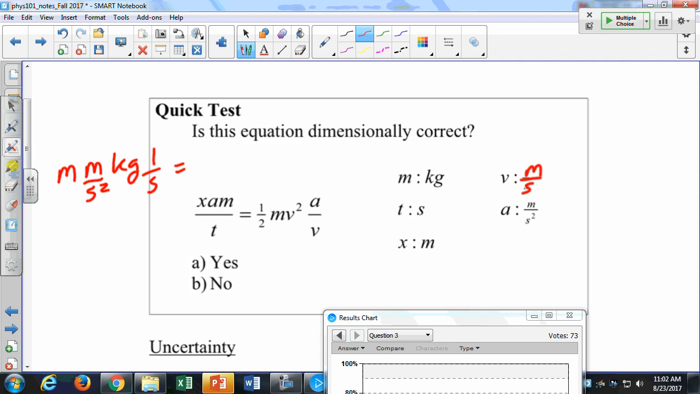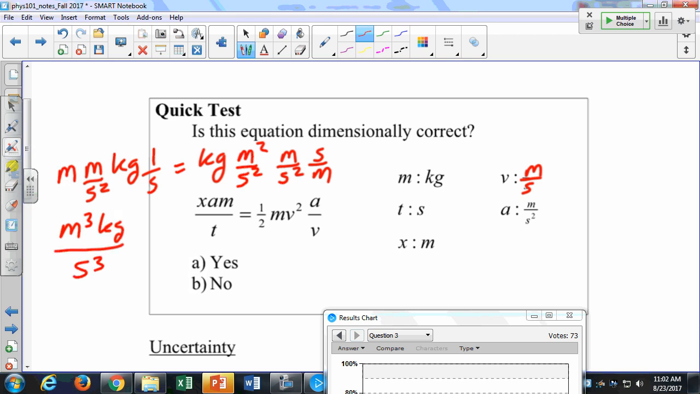And then I also have m, which is kilograms. I have v, which is meters per second, but it's squared, so I have to square both of those. I have a, which is meters per second squared, and then I have v, but you have to take the reciprocal of it, so it was meters per second, now it's going to be seconds over meters. So that's sort of the hard way to do this, and I would get meters cubed, kilogram over second cubed. Over here I can cancel some things and I would get kilogram meter squared per second cubed. So that doesn't work out correctly, right?